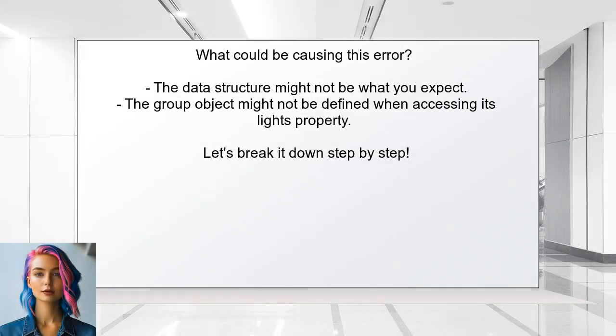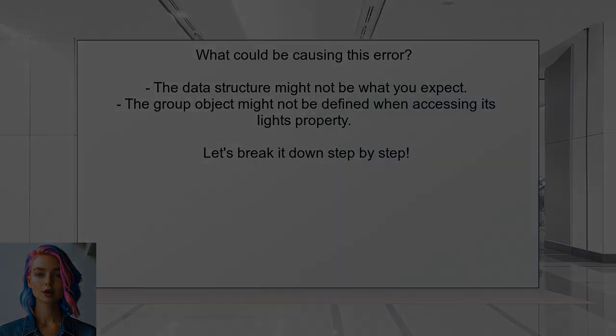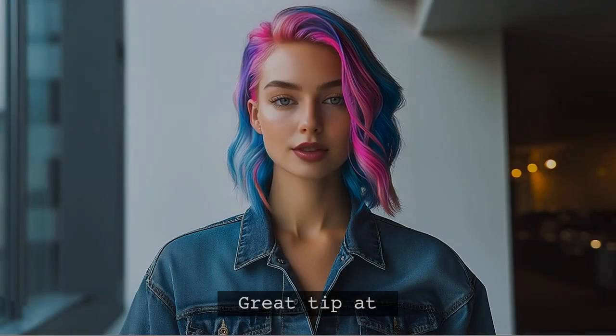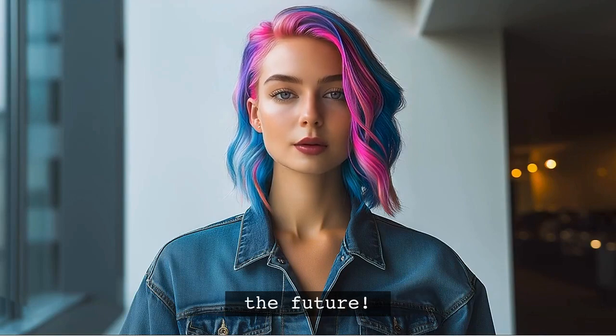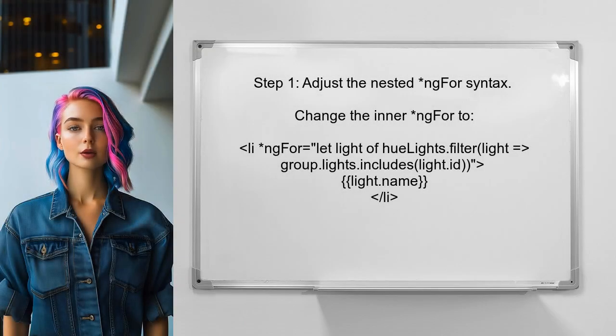So what could be causing this error? It often happens when the data structure isn't what you expect. In this case, it seems like the group object might not be defined at the time you're trying to access its lights property. Let's break it down step by step. And stick around. I have a great tip at the end that will help you avoid similar issues in the future.